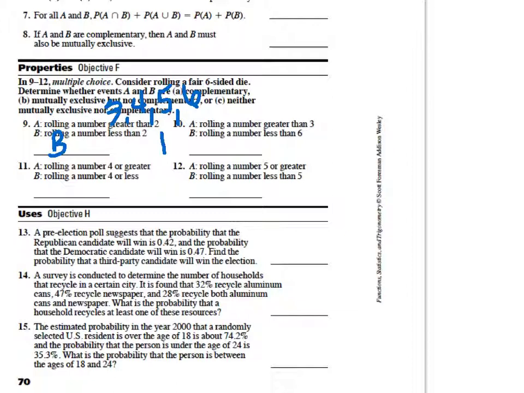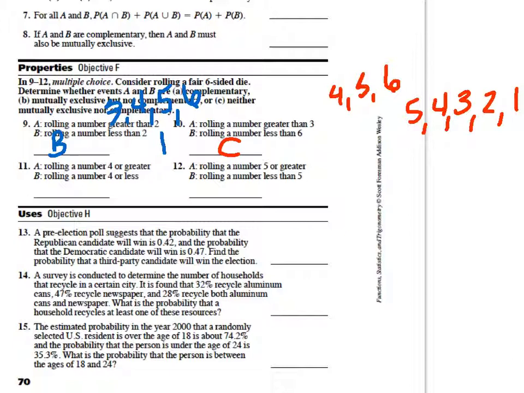For number 10, rolling a number greater than 3. That would be the numbers 4, 5, and 6. B, rolling a number less than 6. Those would be the numbers 5, 4, 3, 2, 1. As you can see, they have something in common. Therefore, it's neither mutually exclusive nor complementary.